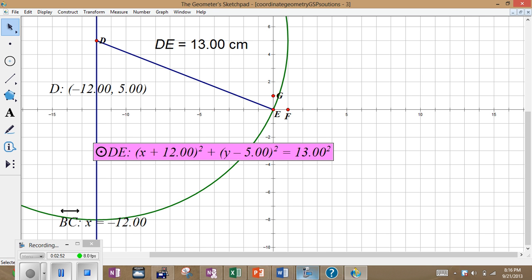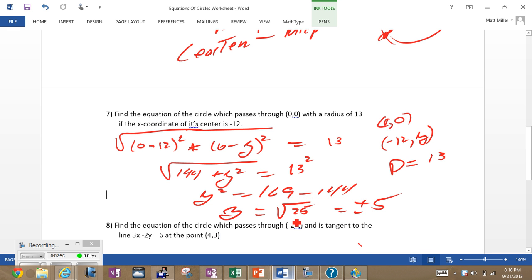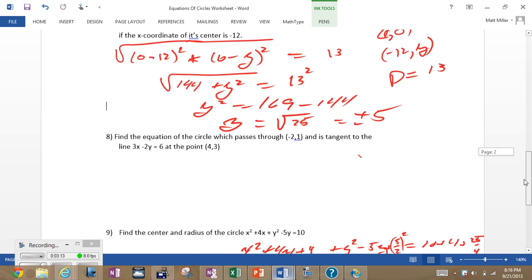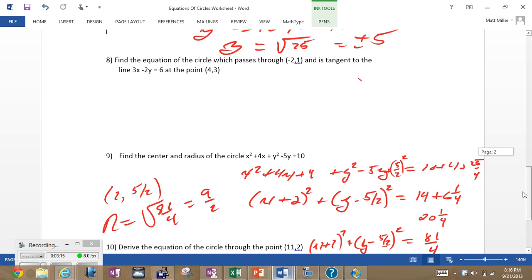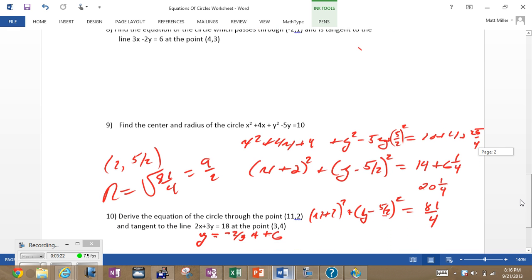And again, the explanation algebraically behind that is simply to say that the distance between the point 0, 0 and -12, comma y is going to be 13. So put them in the distance formula and work it out and solve for y. And you'll get two values of y, plus and minus 5. Number 8 and number 10 are very much the same. So I'm going to take a look at number 10 on the sketch pad.